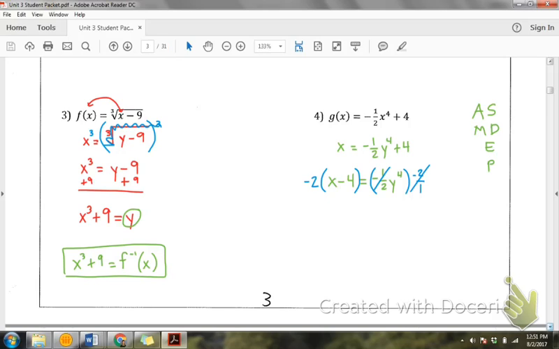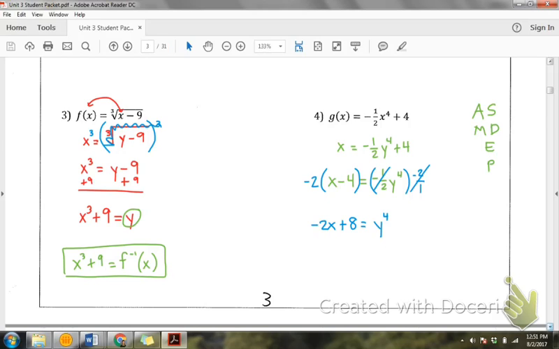Now, can we distribute our negative 2 through? Yeah. Okay, let's go ahead and do that. So my next step, I'm going to have negative 2x plus 8 equals y to the 4th. Negative 2x plus 8, so I distributed my negative 2. And then I have y to the 4th.